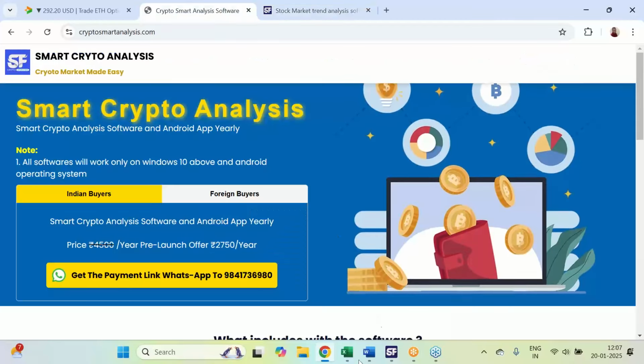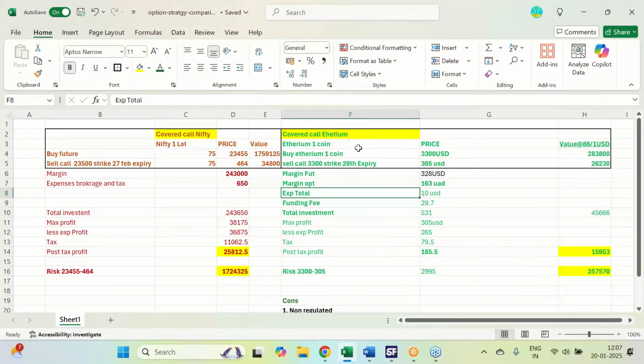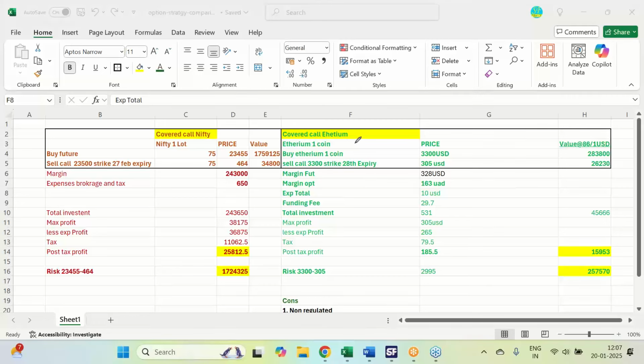This video is regarding a comparative analysis of a crypto option strategy and a Nifty option strategy. I will compare these option strategies and show you what the risk involved is and what the reward potential is. Everything I will show you in this video.